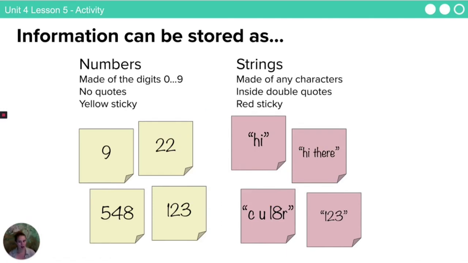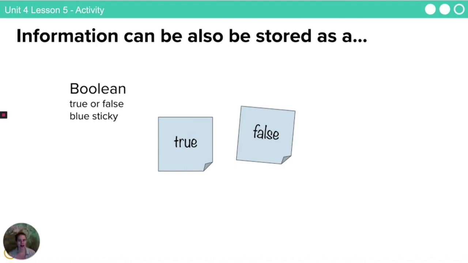Welcome back. We have already thought about information, and information can be stored as numbers. Those are things with the digits 0 through 9. These don't have quotation marks, and we're going to use yellow sticky notes to represent numbers. We've also talked about strings. These are characters. They are inside double quotes, and they are red sticky notes. So anything that can be a word, a string, might also include numbers, but things inside of quotation marks will be a string.